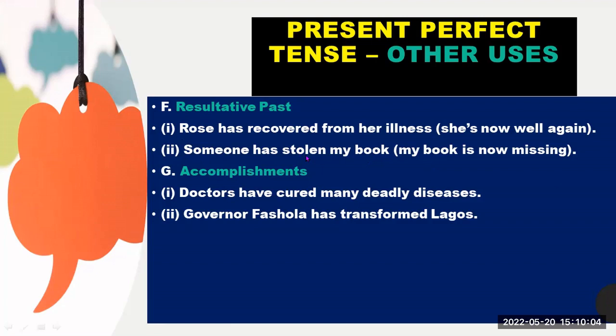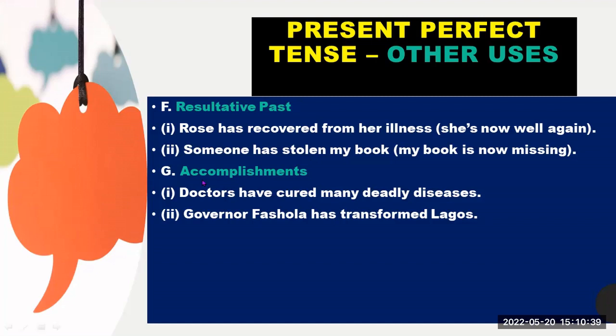Someone has stolen my book. That took place in the past, but the result is that my book is now missing. So we can talk about such events, such incidents, such happenings. The perfect tenses are very important tenses to spice up your speech and writing, and be able to communicate your ideas in a variety of ways, all right?